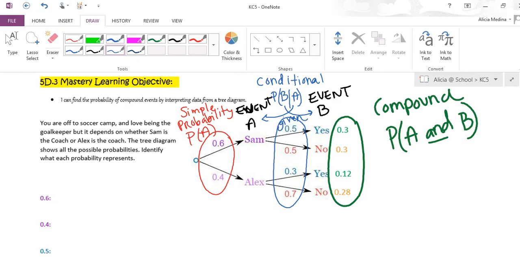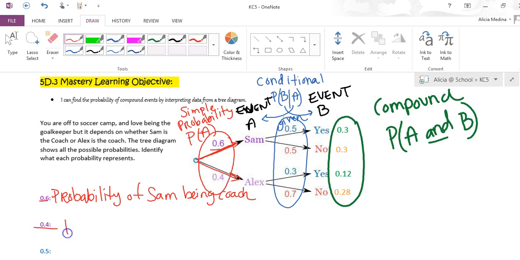All right, so now let's go ahead and annotate what these all represent. The first thing says, I see that 0.6, right? And that's my 0.6 that's right here. So what does this actually mean? This just means the probability of Sam being the coach. So that's exactly what I'm going to write out. Probability of Sam being coach. All right, what does this 0.4 represent? Well, that's going to be the probability of Alex being the coach.